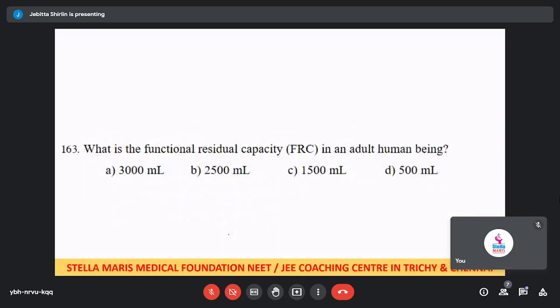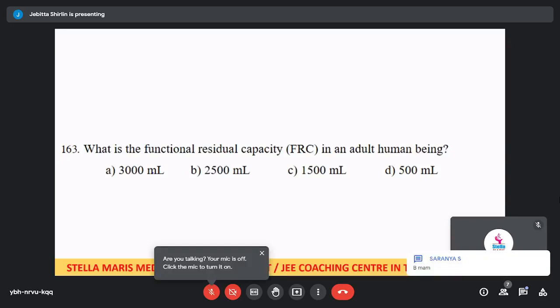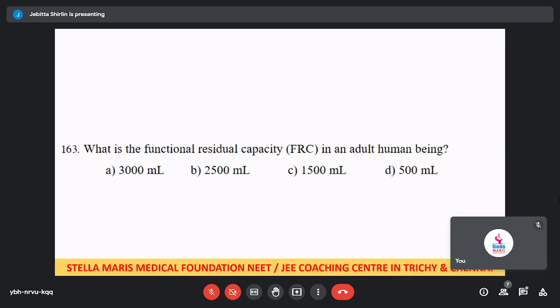What is the functional residual capacity in an adult human being? This is a term that you come across in human physiology under respiration, breathing and exchange of gases. But this is a most familiar question. Can you give me the answer? Yes, option B, it is correct. It is 2500 ml.